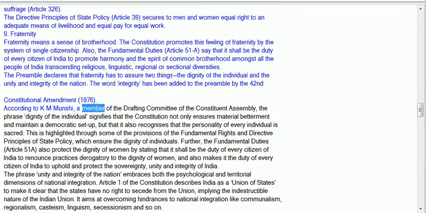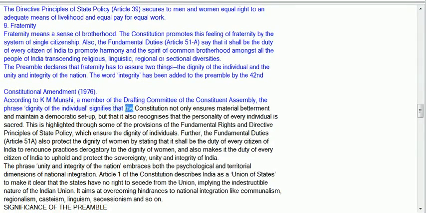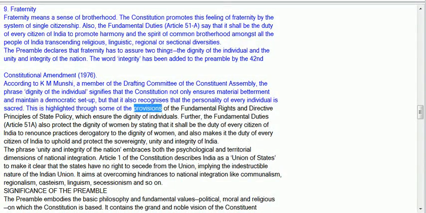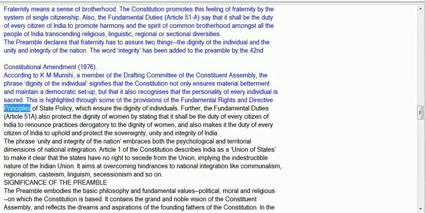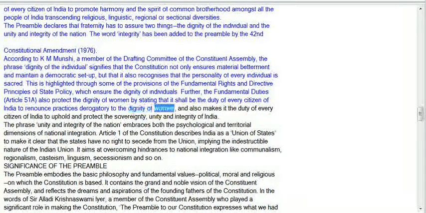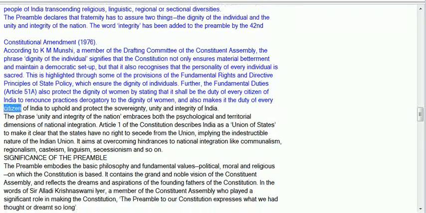According to K.M. Munshi, a member of the drafting committee of the Constituent Assembly, the phrase dignity of the individual signifies that the Constitution not only ensures material betterment and maintains a democratic setup, but that it also recognizes that the personality of every individual is sacred. This is highlighted through some of the provisions of the Fundamental Rights and Directive Principles of State Policy, which ensure the dignity of individuals. Further, the fundamental duties, Article 51A, also protect the dignity of women by stating that it shall be the duty of every citizen of India to renounce practices derogatory to the dignity of women, and also makes it the duty of every citizen of India to uphold and protect the sovereignty, unity, and integrity of India.